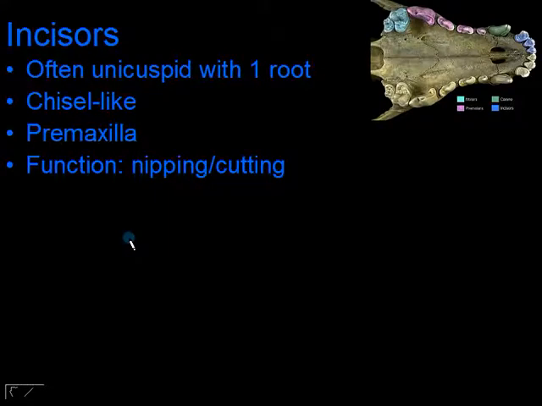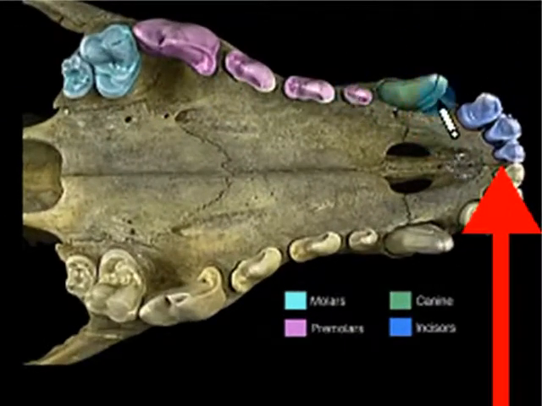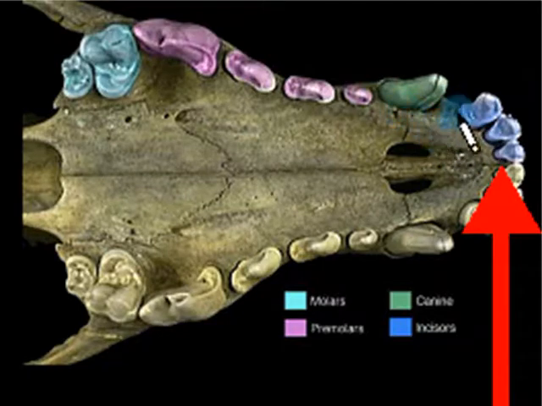Now let's deal with the first of the four major types of heterodont teeth, which would be the incisors, and they're right here. These would be your descriptions. Unicuspid means one cusp, basically one cone. Mainly their function would be for nipping or cutting. If on the upper jaw, you will find these on the premaxilla bones. In this case, this is the division right there, so the teeth here are the incisors.